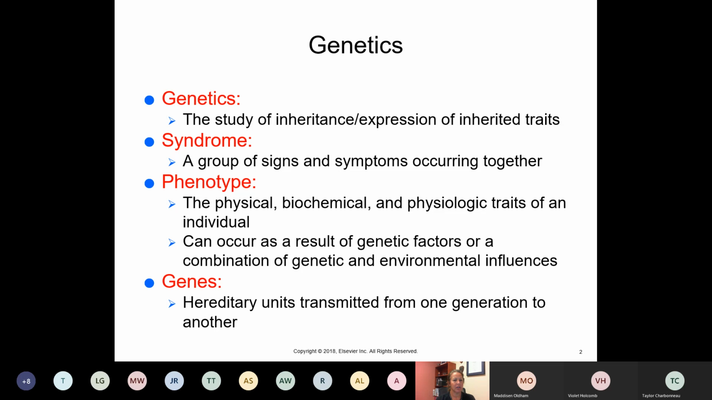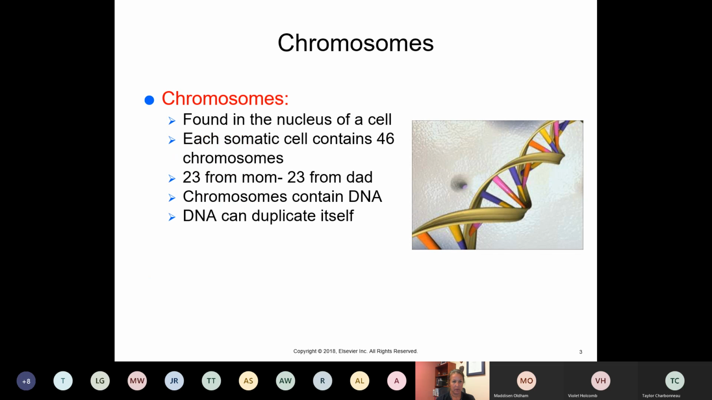Genes are the hereditary units that are transmitted from one generation to another. Okay, so chromosomes, there's the double helix. You see the twisted ladder to the right. That is our DNA in between that makes the rungs of that ladder. Chromosomes are found in the nucleus of a cell.